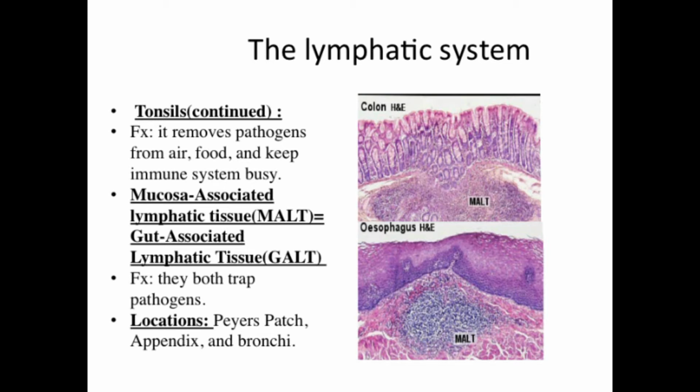Mucosa-associated lymphatic tissue and gut-associated lymphatic tissue both trap pathogens. Their locations are the Peyer's patches, appendix, and bronchi. In the Peyer's patches, there are spots of lymphatic tissue in the small intestine. The appendix is off the large intestine, and the bronchi are the passageway to the lungs. The structure of the mucosa-associated lymphatic tissue is just like the tonsils but without crypts.